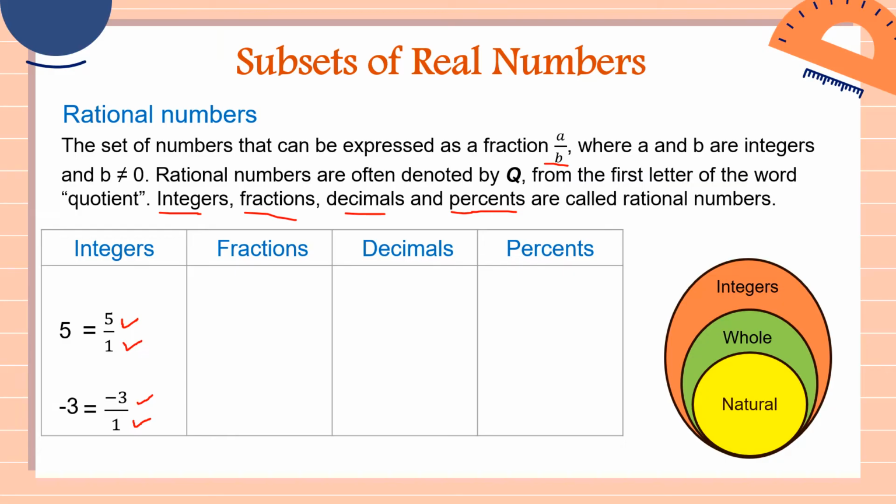Alright, now for a fraction, all fractions are considered rational numbers because a fraction has a numerator and then it has a denominator. So 2/5 is a rational number. And then 1/4 is also a rational number because it has a numerator and then it has a denominator. Alright, now let's proceed to decimal.